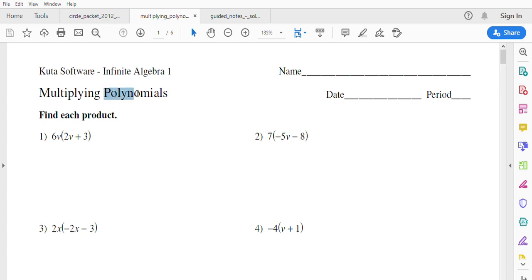So first, polynomials. Sorry, my cat's calling the time. Polynomials are things with multiple terms. And terms are things that are separated by addition or subtraction signs. So if we take a look over here at this one, we have a couple different terms.